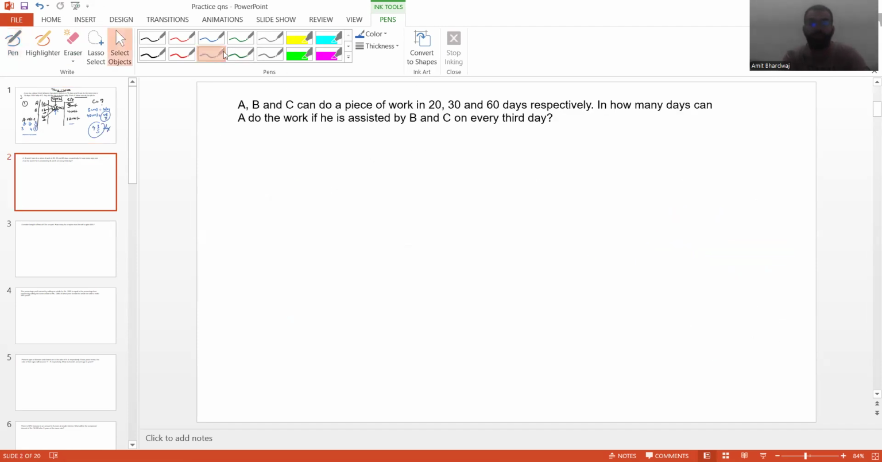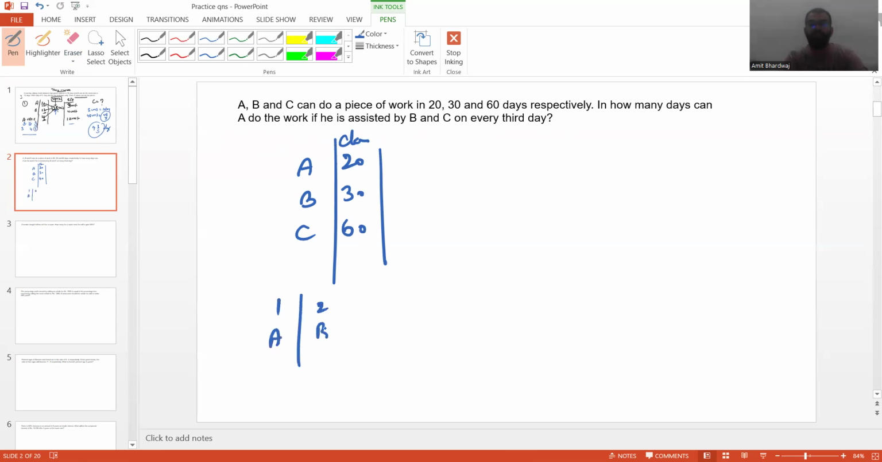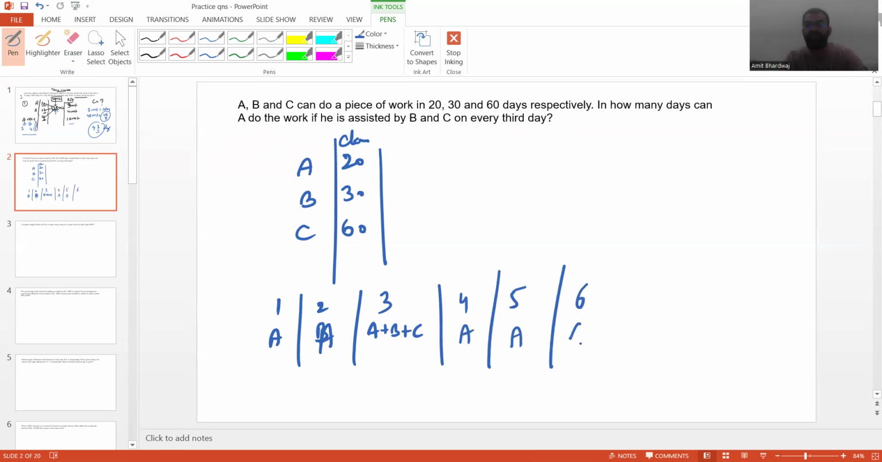Question number 2. Question number 2 says A, B, C can do a work individually. They can do the work in 20 days, 30 days, 60 days, right? Question is, in how many days can A do the work if he is assisted by B and C on every third day? Means first day A will do work, second day again A will do work. Third day B and C will assist him, so A, B, C all will do work, right? Again fourth day A, fifth day A, sixth day again A plus B plus C, and this is the pattern given in the question, right?